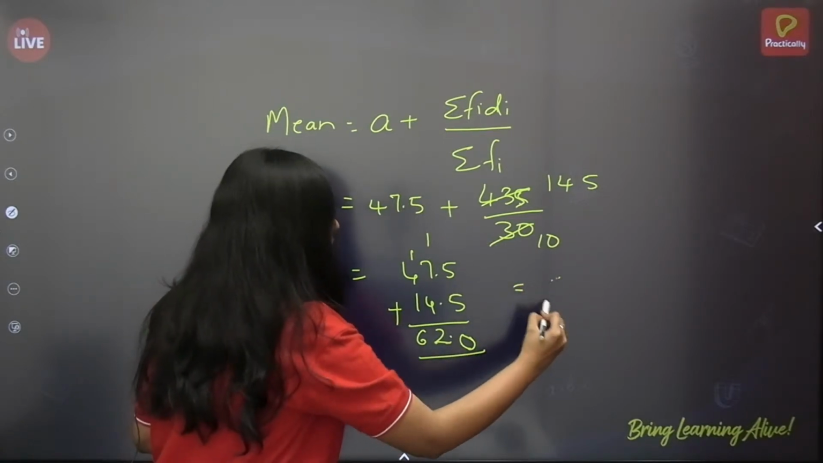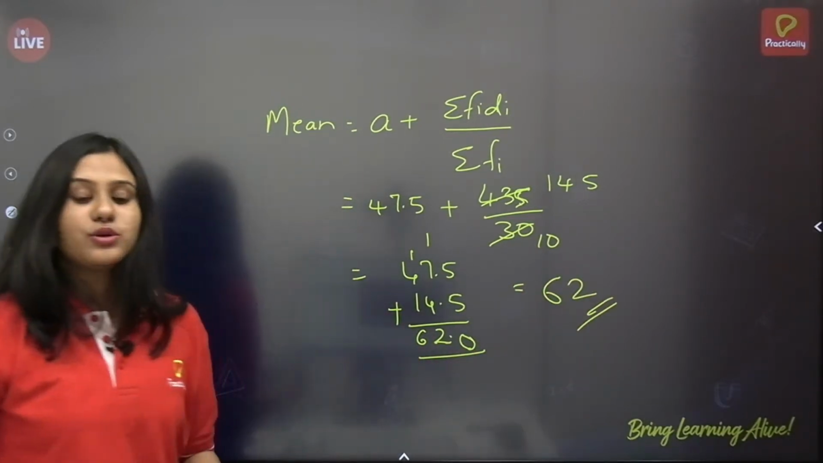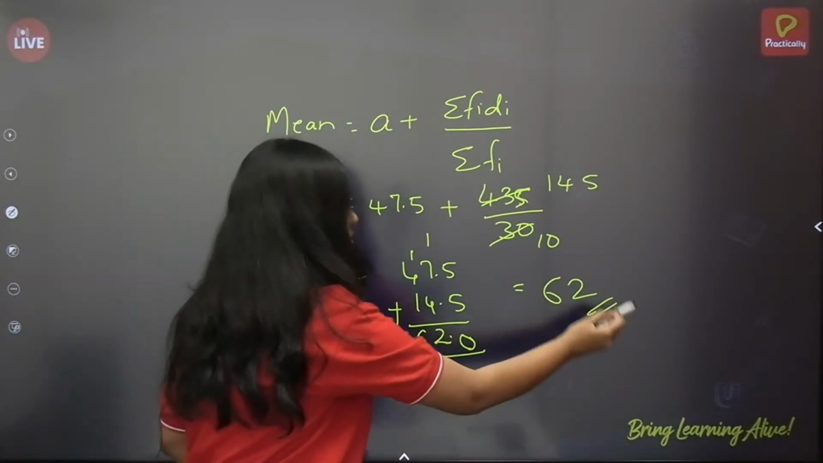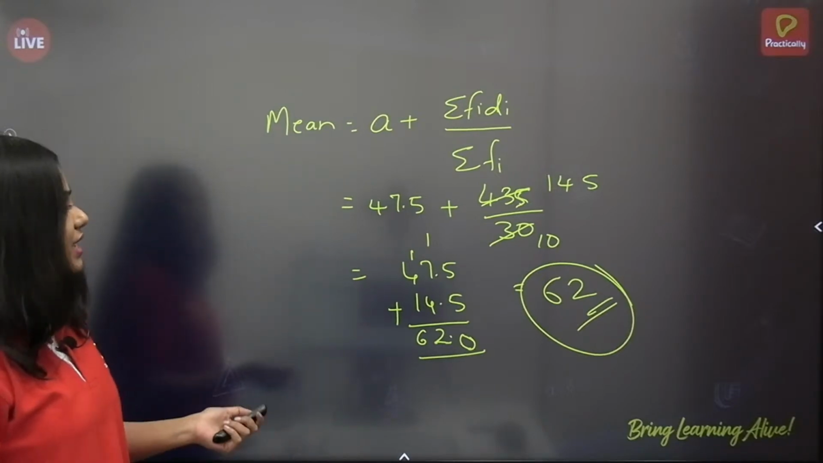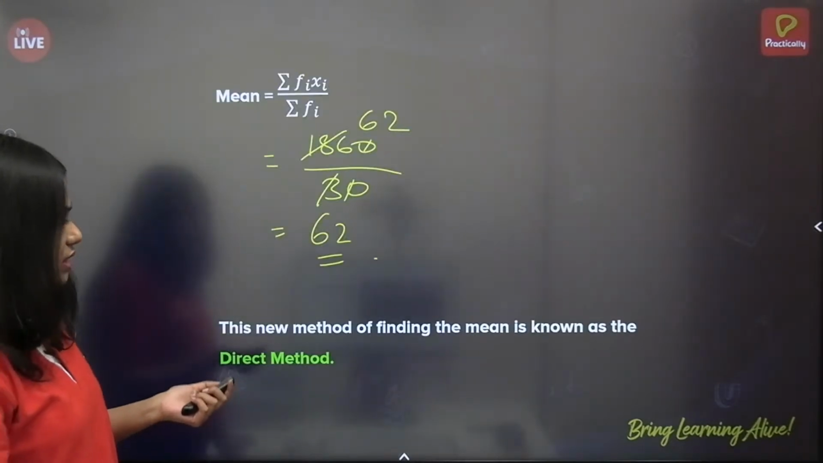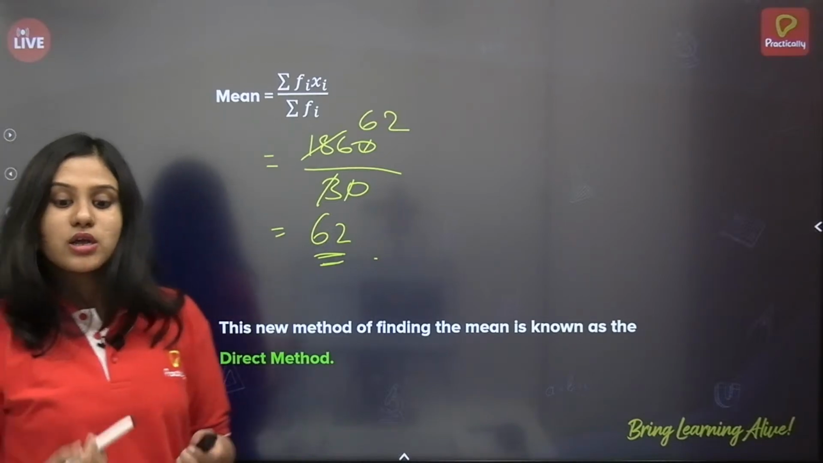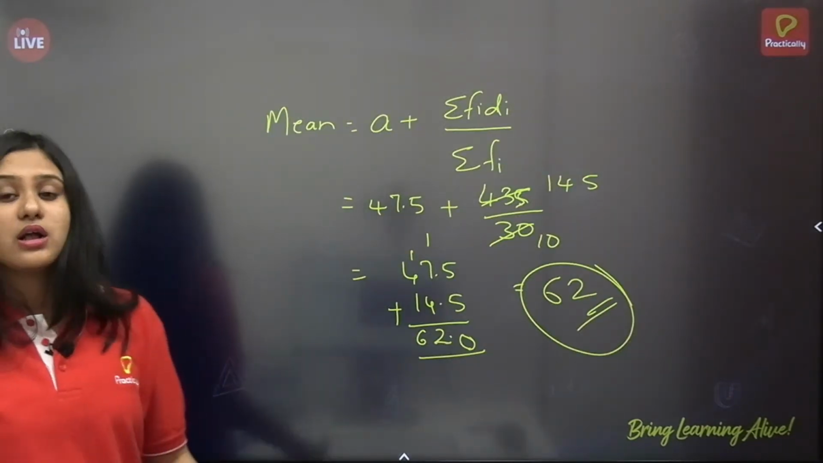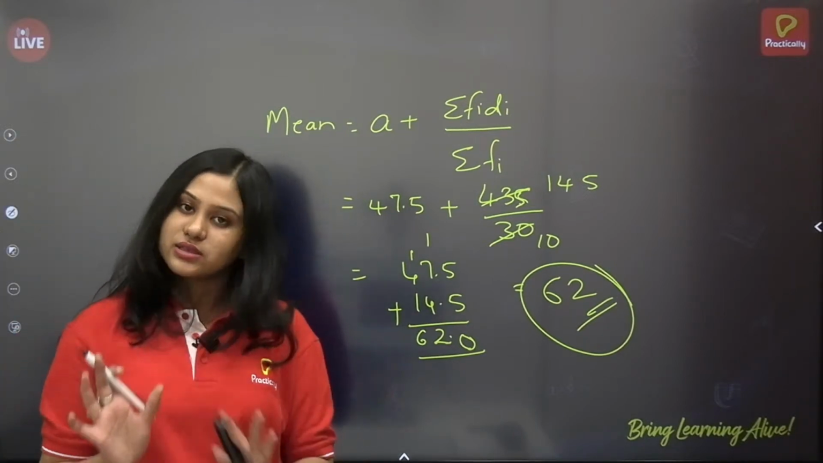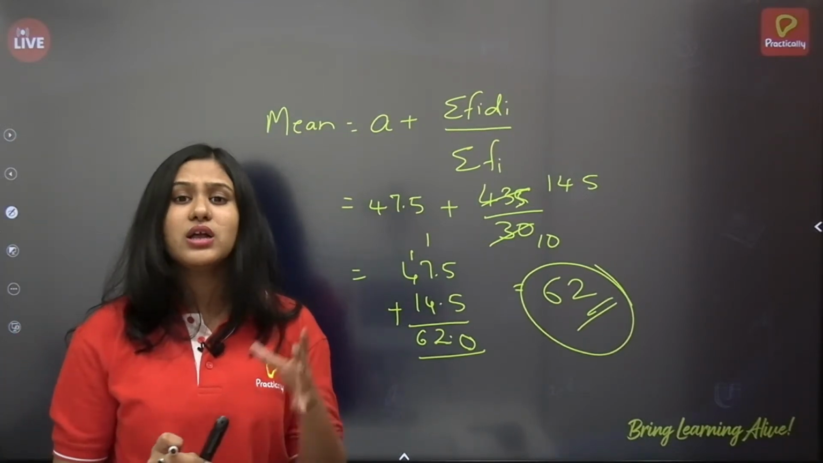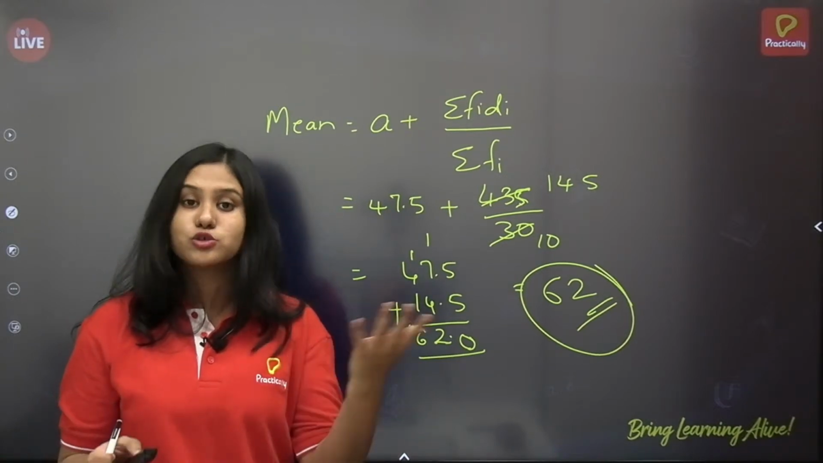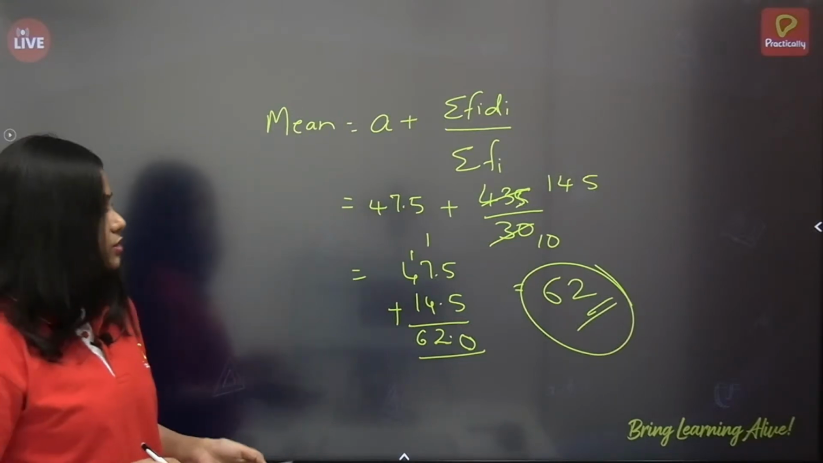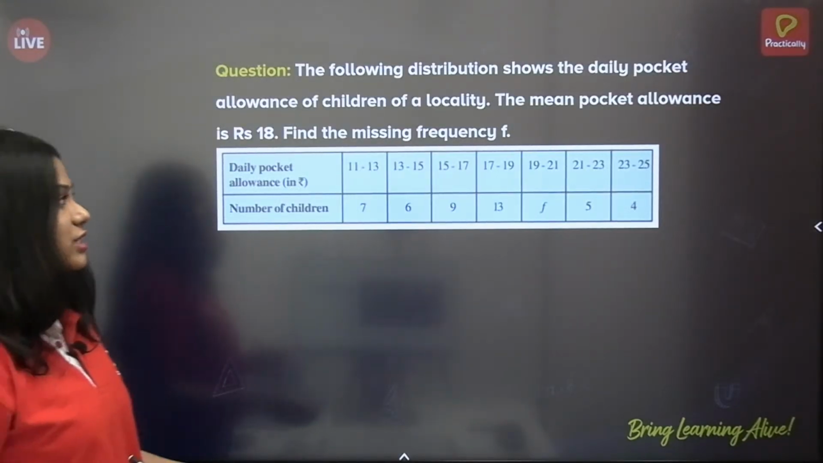So what did we get? Answer 62. Even in the assumed mean method, we got the answer as 62, and even in the direct method you got the answer 62. Correct? Yes, very good Aryan. 62 is our answer. So whichever method you use, you'll be getting the answer, but just be careful and analyze which method to be used for which problem. Good. Let me go on to the next question.